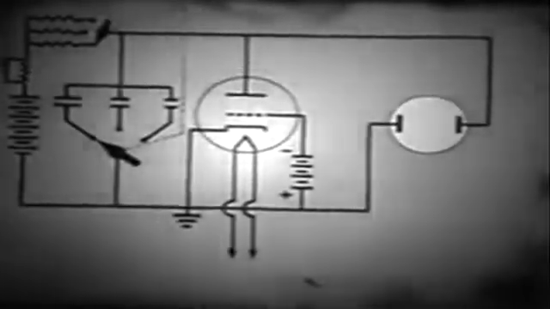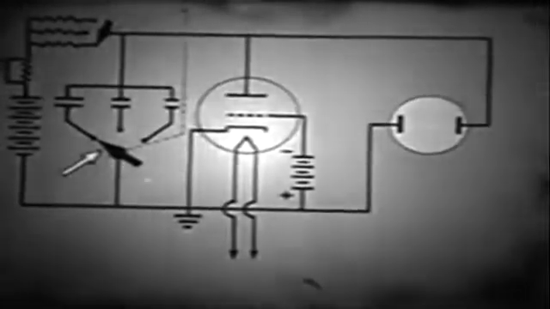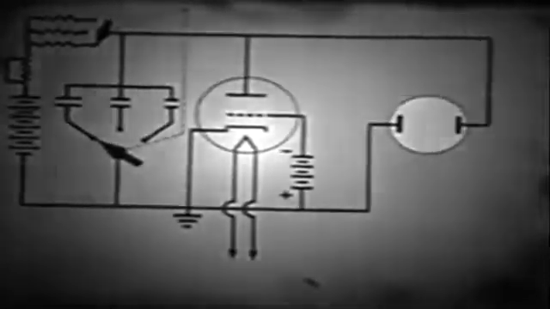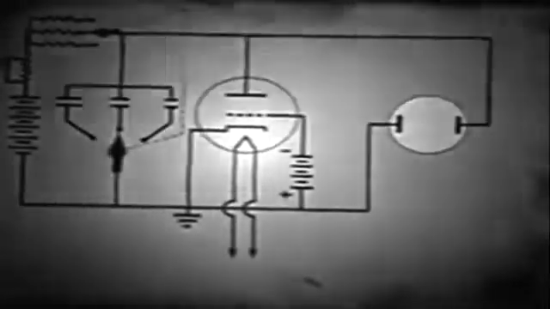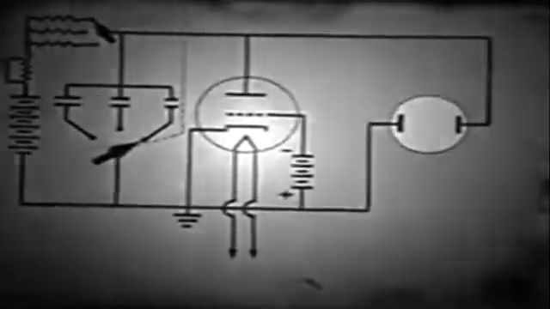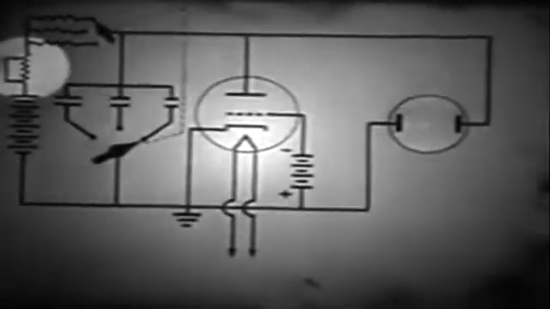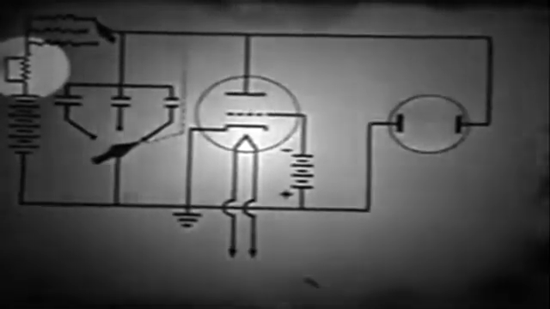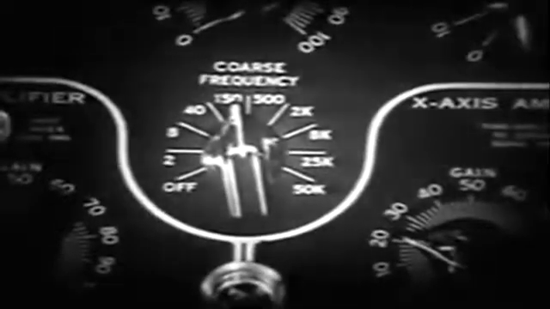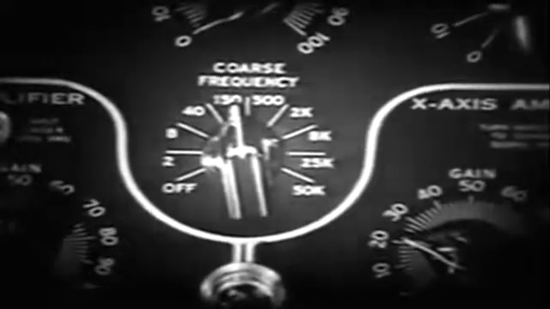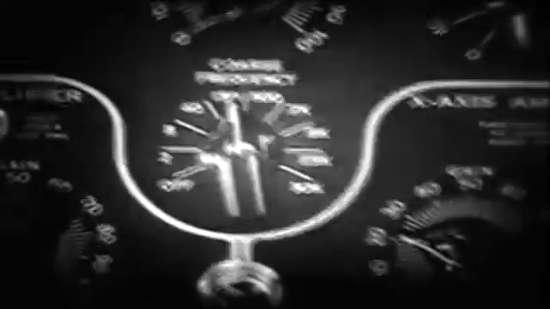The coarse frequency control is actually a switching arrangement, which lets us substitute various condensers and resistors in the sweep circuit to get various charging rates. The fine frequency control is a variable resistor, controlling the condenser charging rate and giving us the intermediate values between the coarse steps. In some oscilloscopes, the coarse frequency control is calibrated roughly in cycles per second.